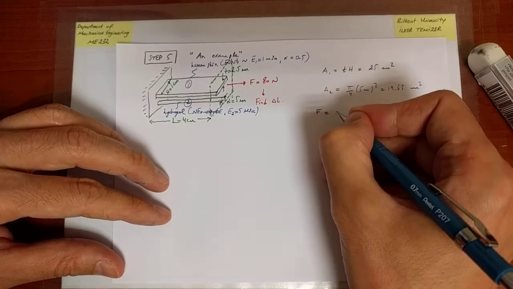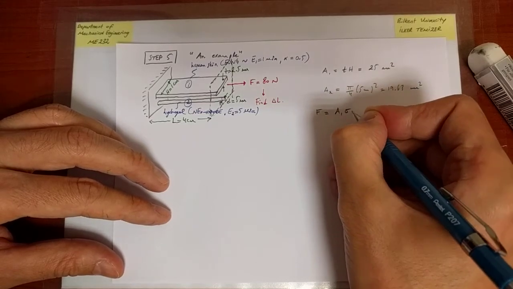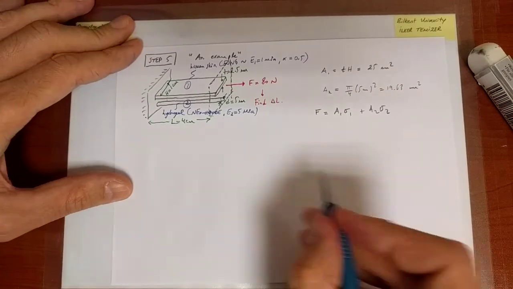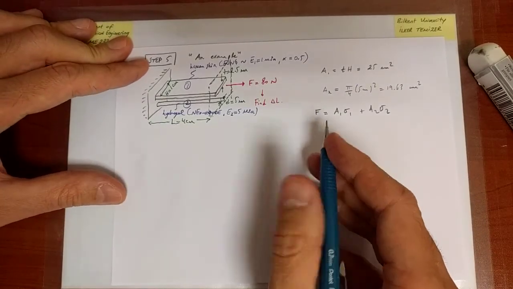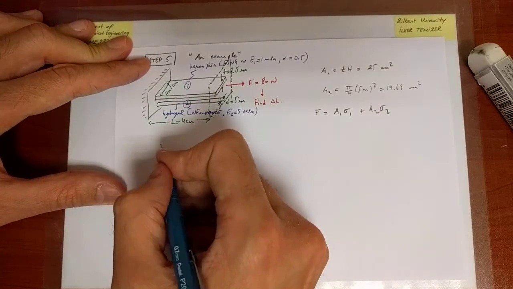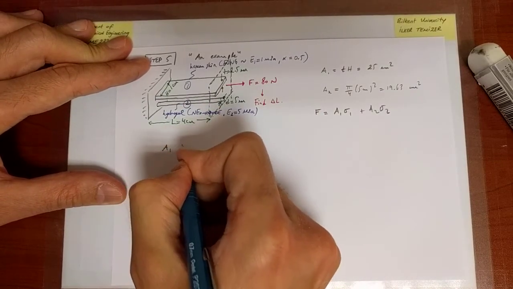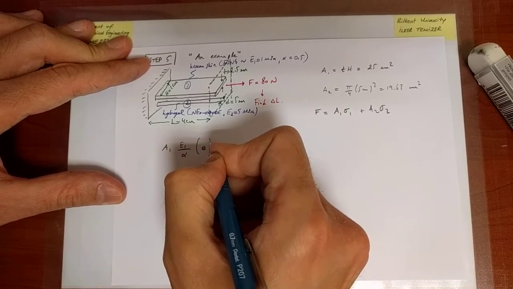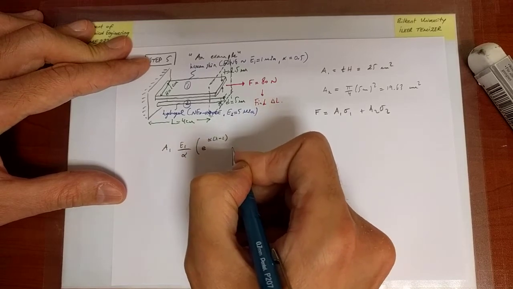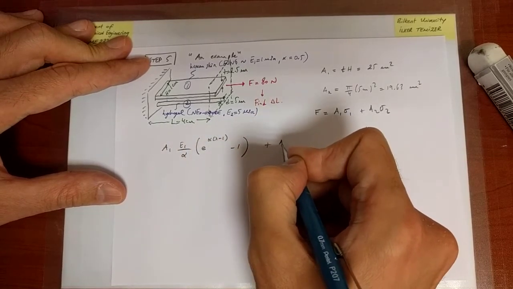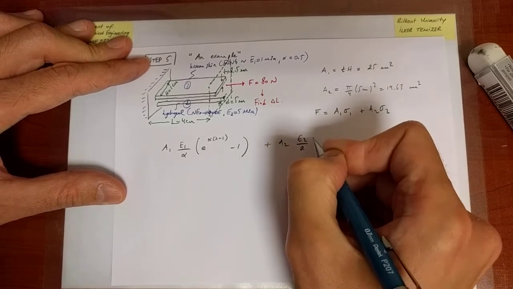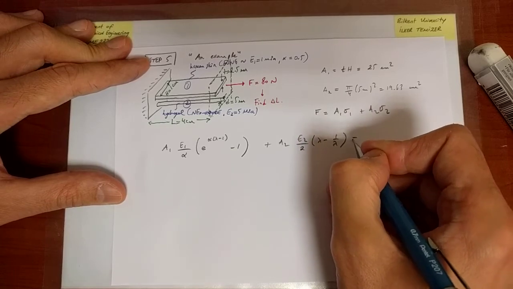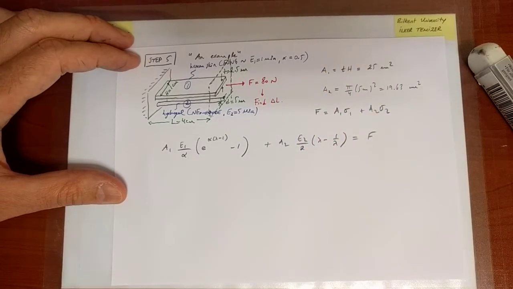So the net force is the area in the first multiplying the stress in the first plus A2 sigma 2. Okay? And now we're going to use our nonlinear elasticity model. So we know what A1 is. So we multiply with E1 divided by alpha. So now I'm writing the form of the stress from the Fung material, followed by A2 multiplying the form of the stress for the neo-Hookean material. And that's supposed to be equal to the force, right?